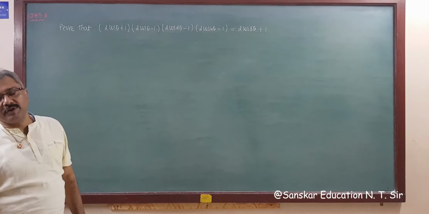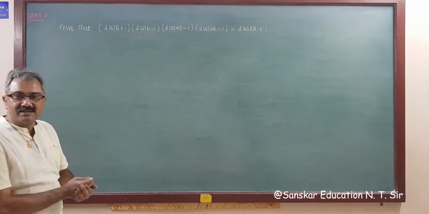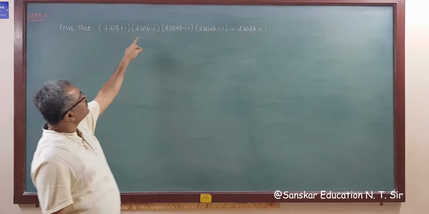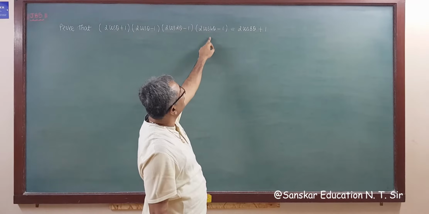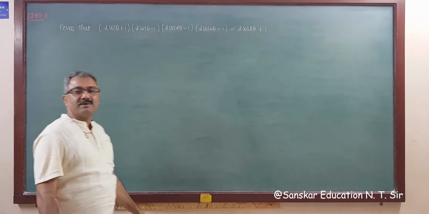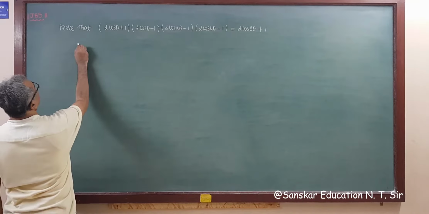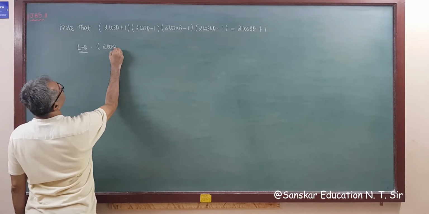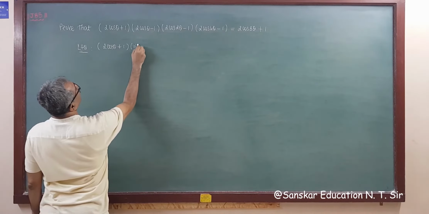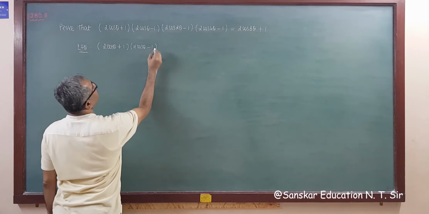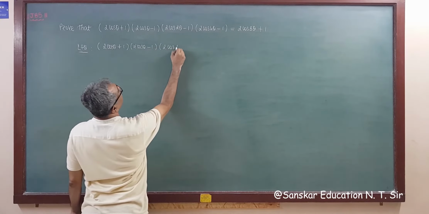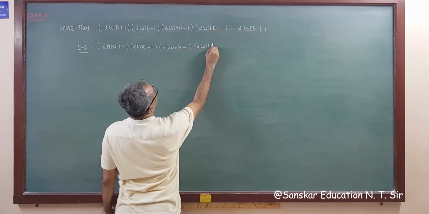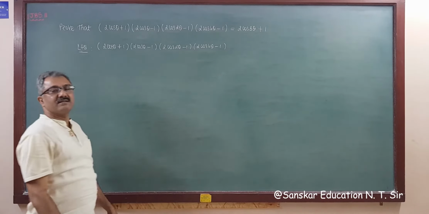Now some important examples for your competitive exam as well as your practice. Given that (2 cos theta plus 1)(2 cos theta minus 1)(2 cos 2 theta minus 1)(2 cos 4 theta minus 1) is equal to 2 cos 8 theta plus 1, we have to prove that. Taking the left hand side, it is given as (2 cos theta plus 1)(2 cos theta minus 1)(2 cos 2 theta minus 1)(2 cos 4 theta minus 1). This is the left hand side.